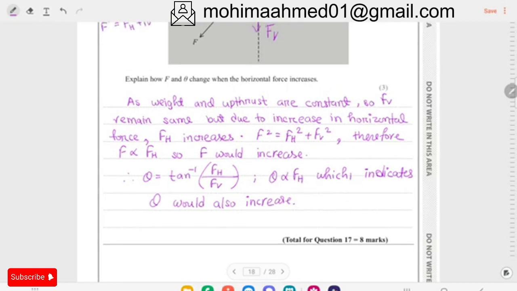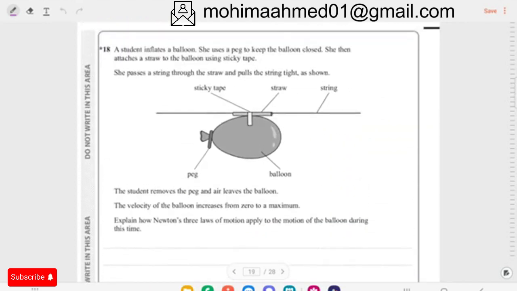Okay, so this is it for question 17. I hope it was clear for everyone. We will move on to question 18. Question 18 says that a student inflates a balloon. She uses a peg to keep the balloon closed. She then attaches a straw to the balloon using sticky tape.